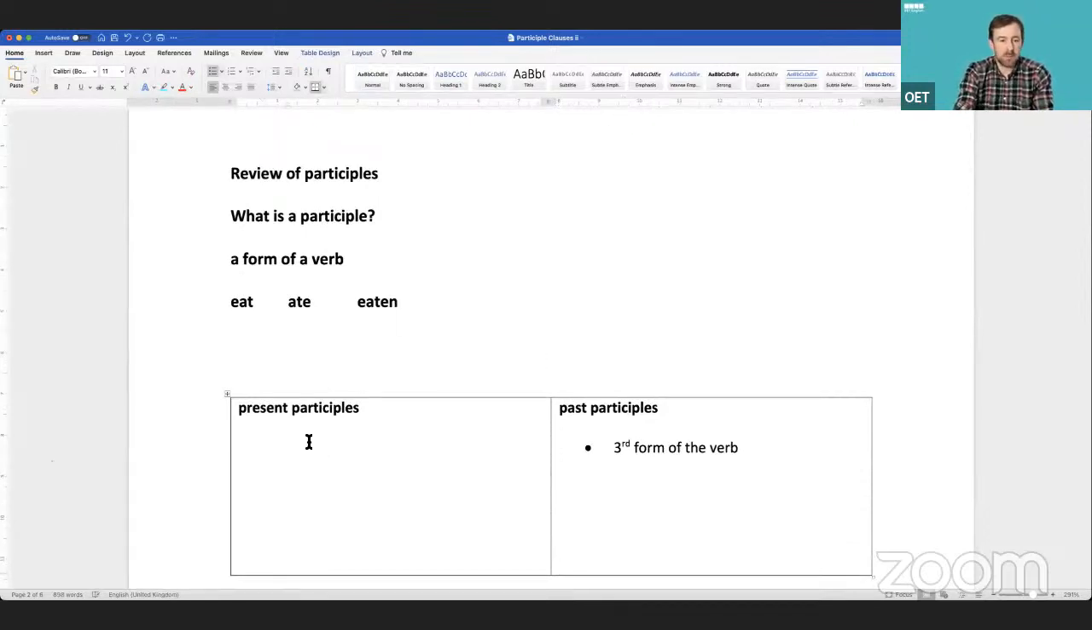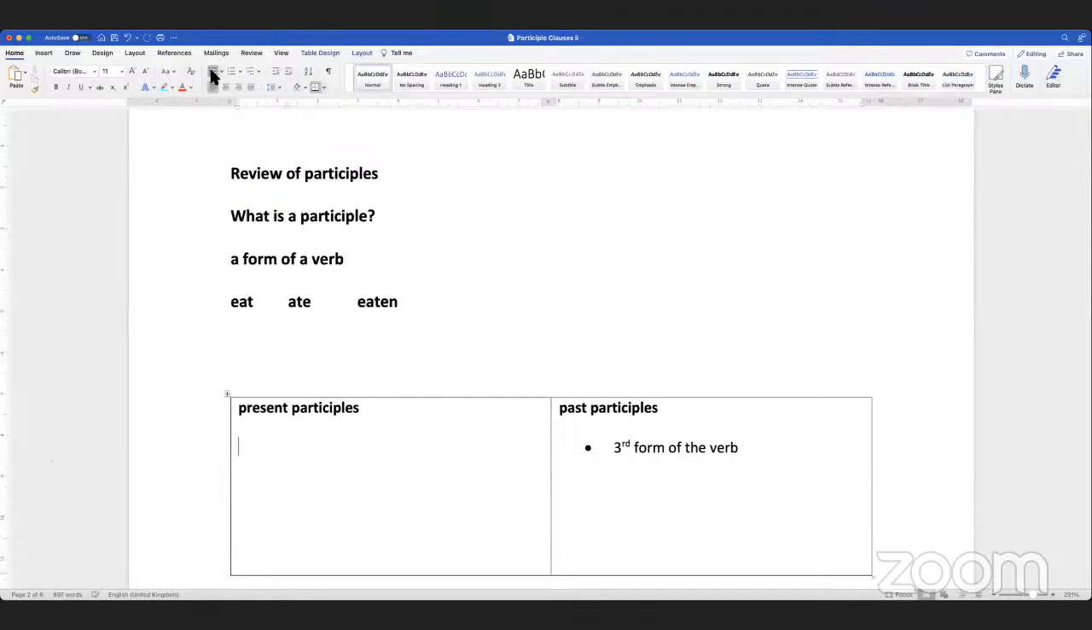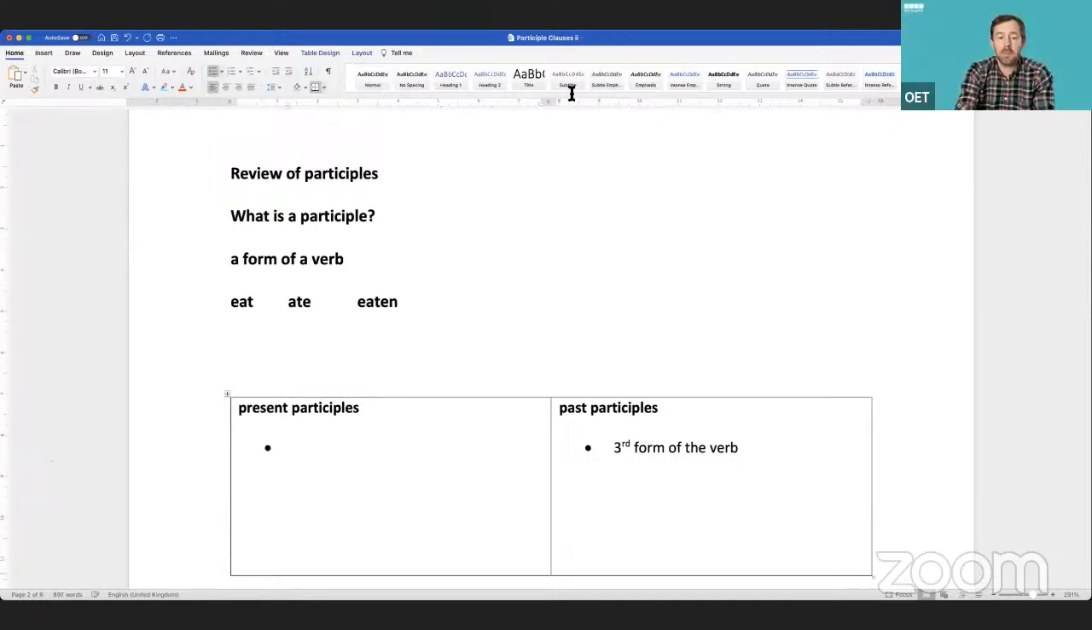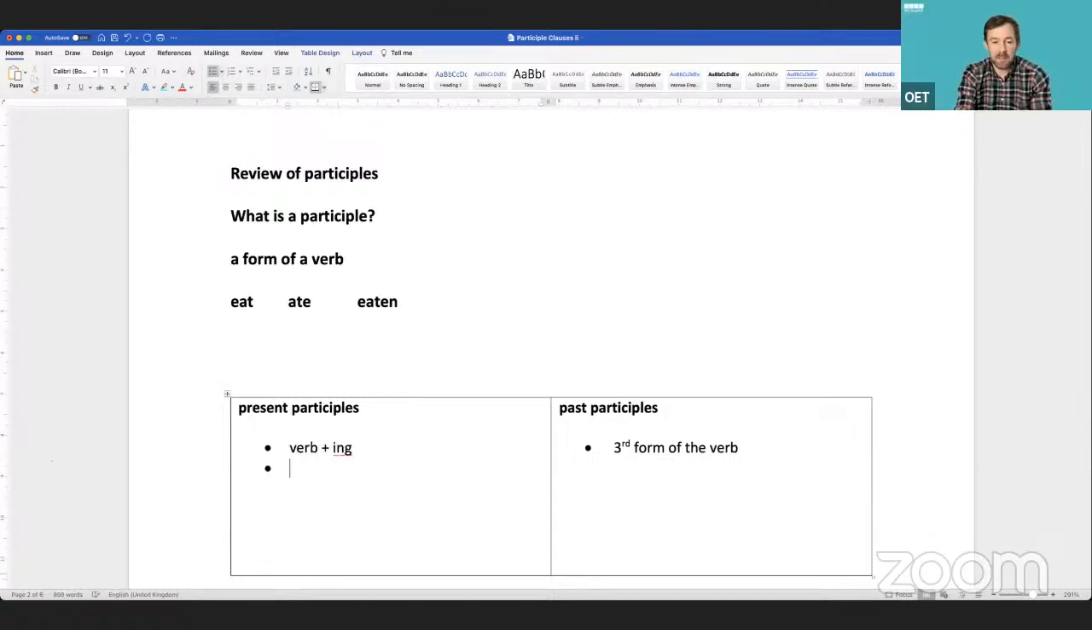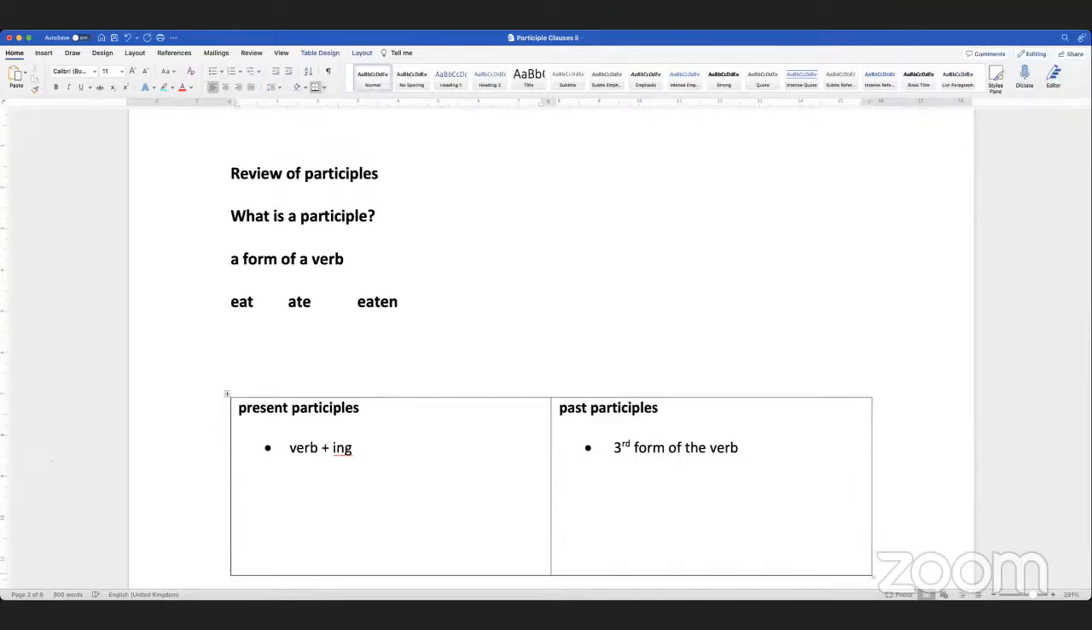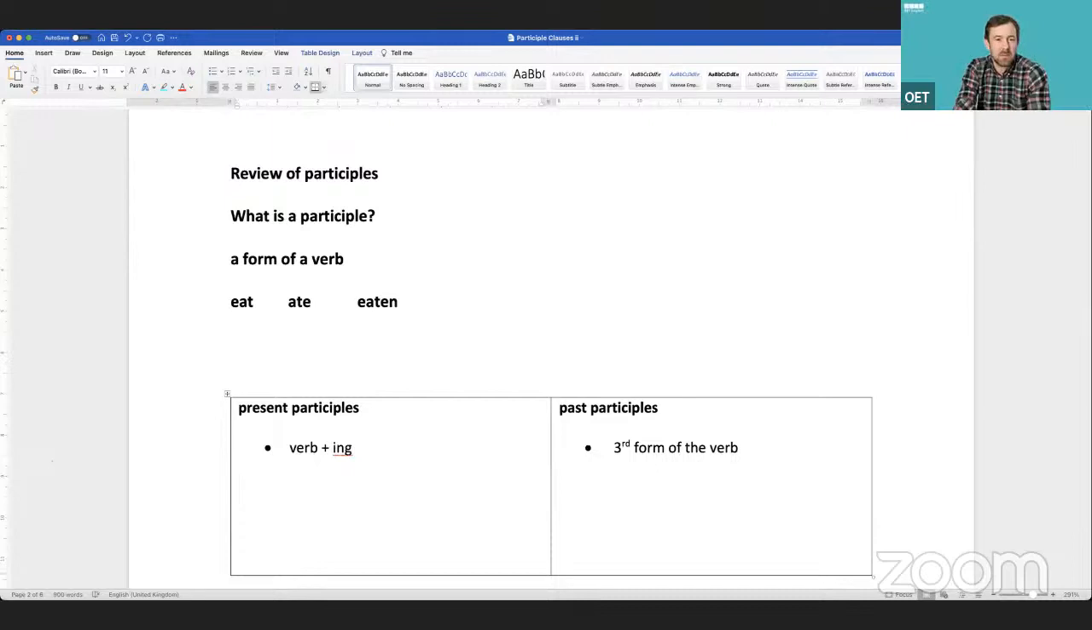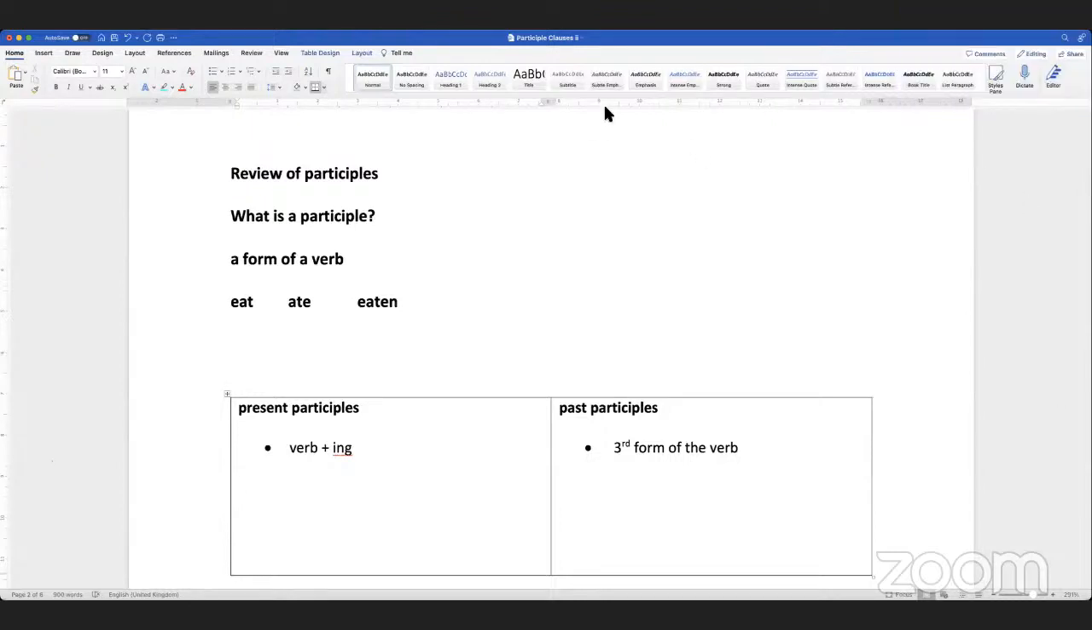Present participles are not the same as that. Now, present participles are verb plus ing. Now, I know what you're thinking, but gerund? I've seen verb ing loads of different times. Okay, that's true. Verb plus ing can be, I think I just heard someone say, a gerund, couldn't it? Yeah, you're absolutely right. It could be a gerund.